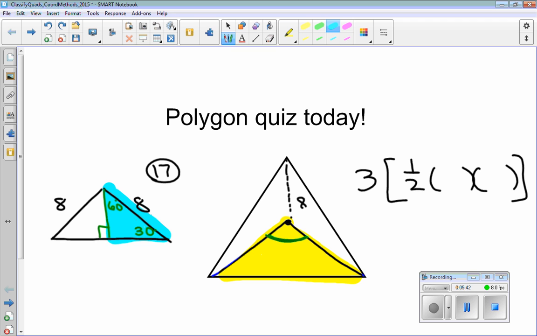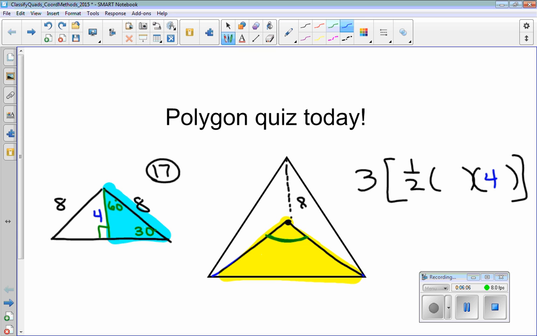All right, well, what side do I know in my 30, 60, 90 triangle? I know the hypotenuse. And I always want to find the short side. So how do I go from the hypotenuse to the short side? Divide by 2. So 8 divided by 2 is 4. So I know that the side across from the 30 degrees is a 4. And isn't that the height of the triangle? So I'll put that in here for the base times the height. So now I need to find the base.